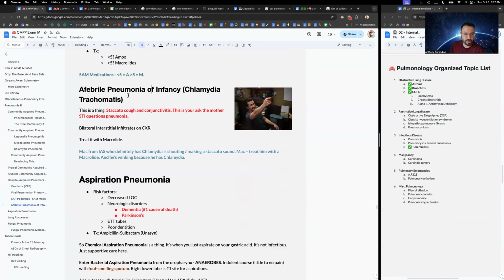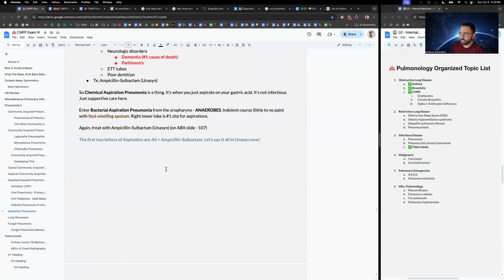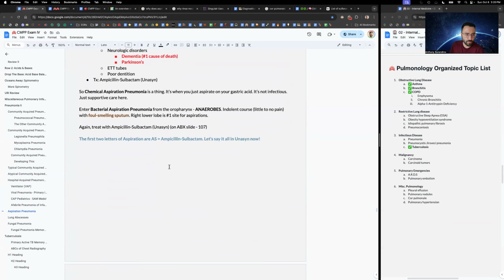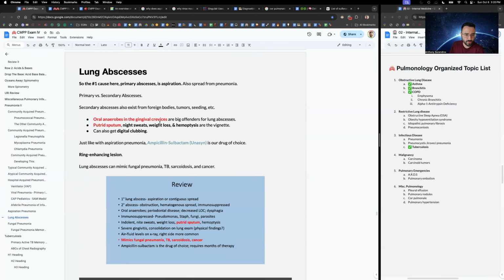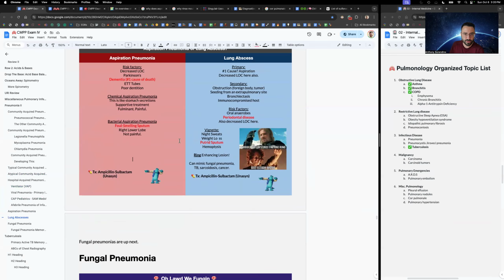Staccato cough is going to be chlamydia. Aspiration pneumonia, you want to use Unasyn, ampicillin-sulbactam. Same for lung abscesses. Yep, Unasyn.